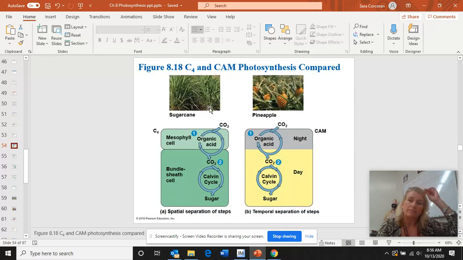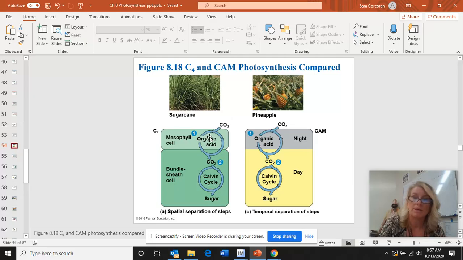So here you go. Sugarcane and pineapple. Sugarcane grows in the tropics. Pineapples grow in the tropics. Those are both very hot climates where photorespiration was really an issue, such that plants that evolved these adaptations have done better. So in C4 plants right here, we've got spatial separation of carbon fixation and the Calvin cycle.